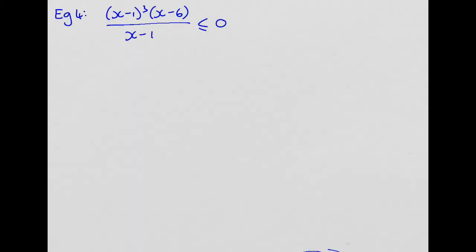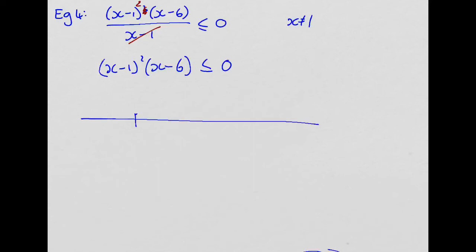Okay, example 4. Before we even start with this, we need to look at the restriction. We know already that x cannot equal 1, because that'll make the denominator undefined. But we can cancel that (x minus 1) with one of these to leave it with (x minus 1) to the power of 2. So our next step is that we have (x minus 1) squared times (x minus 6), which is less than or equal to 0. We only have two critical values here: positive 1 and positive 6.